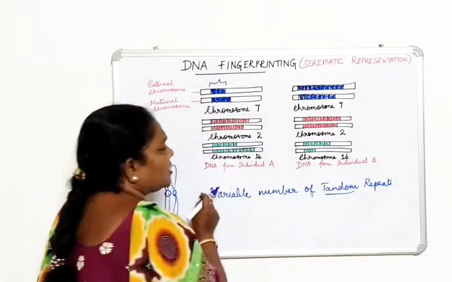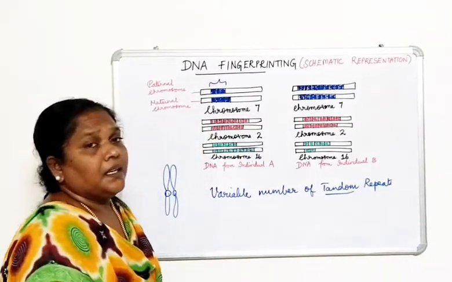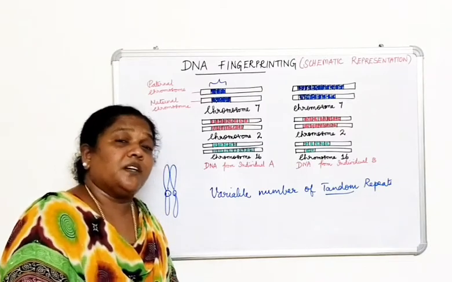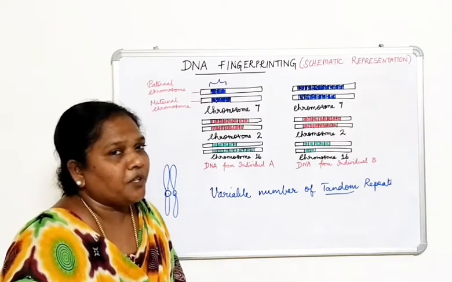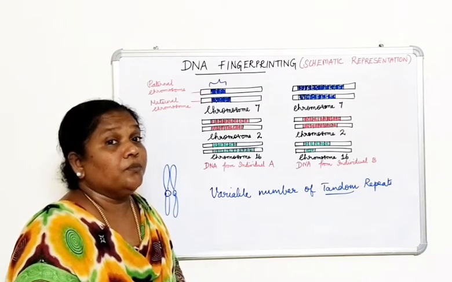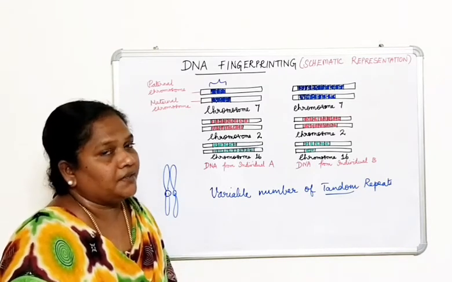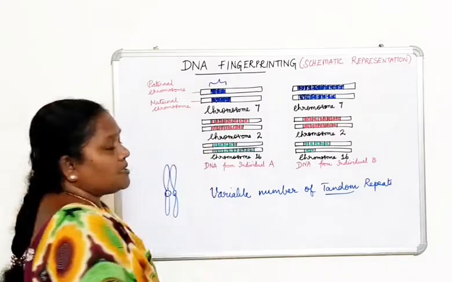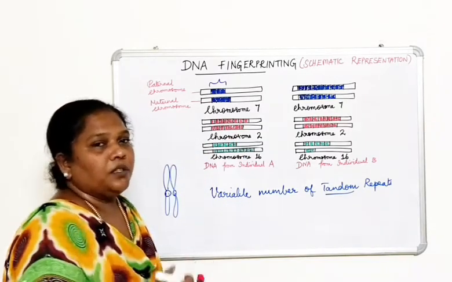So where are these variable number of tandem repeats found? In satellite DNA, that is in minisatellite. That is why we have learned that it shows a very high degree of polymorphism, the variation at the genetic level which occurs due to mutation. With the help of this, we are going to find out who is the criminal.